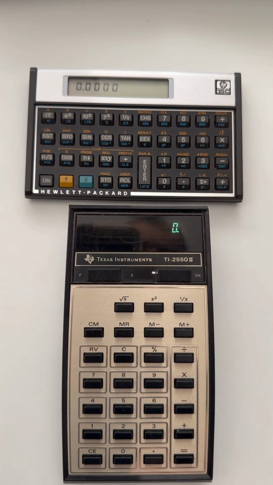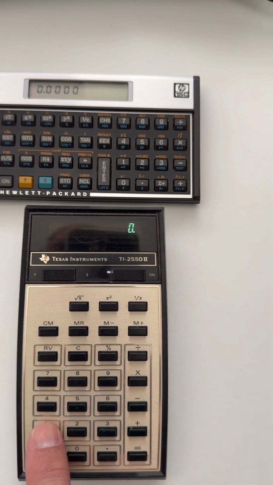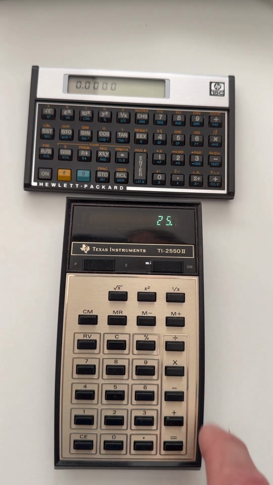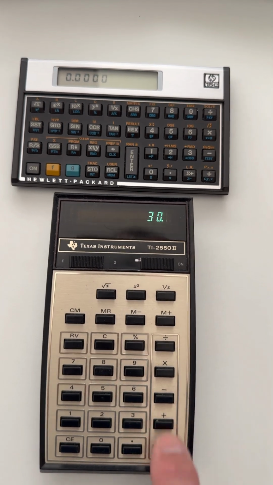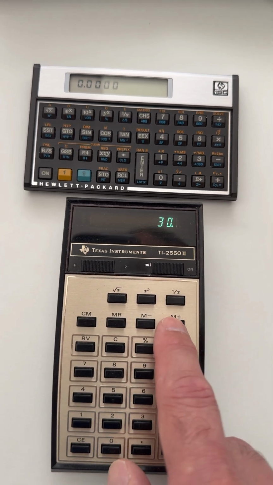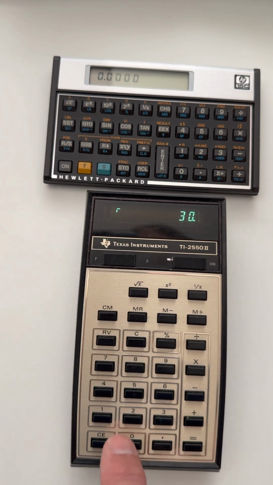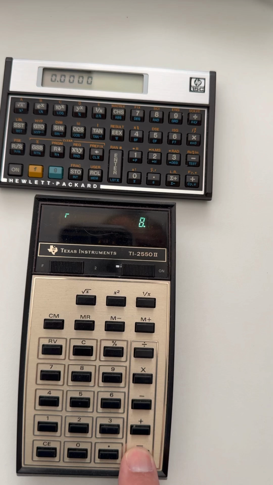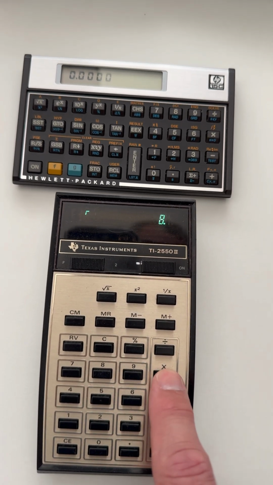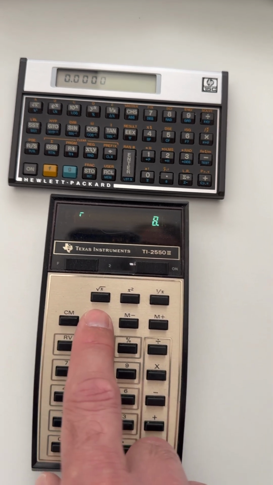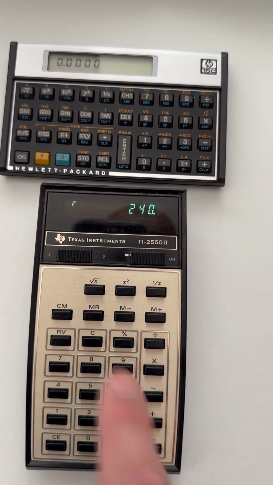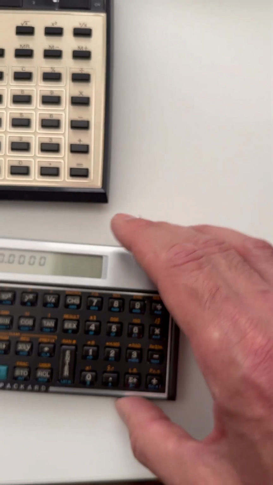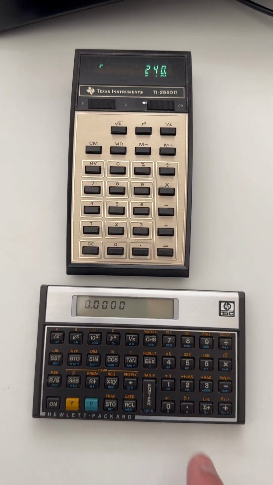On my TI 2550, I would have to do it actually this way. So I would have to punch in 25 plus 5, which is 30. Then I would have to put it in memory. The next thing I would have to do is 12 minus 4, which is 8, and then I would have to multiply it with the memory. And that's 240, right?